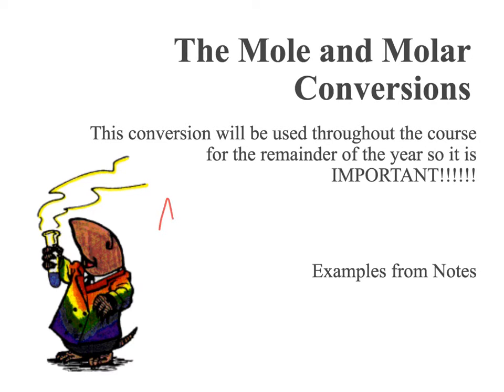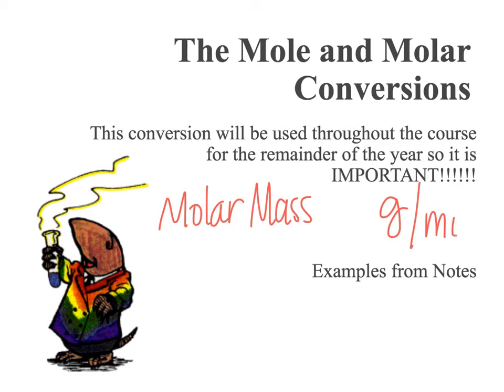We're going to be needing molar mass, which is the flipped lesson we did before where we add everything up on the periodic table for our formulas. And remember, it's going to have units of grams per mole. And then we're also going to be needing to use Avogadro's number.